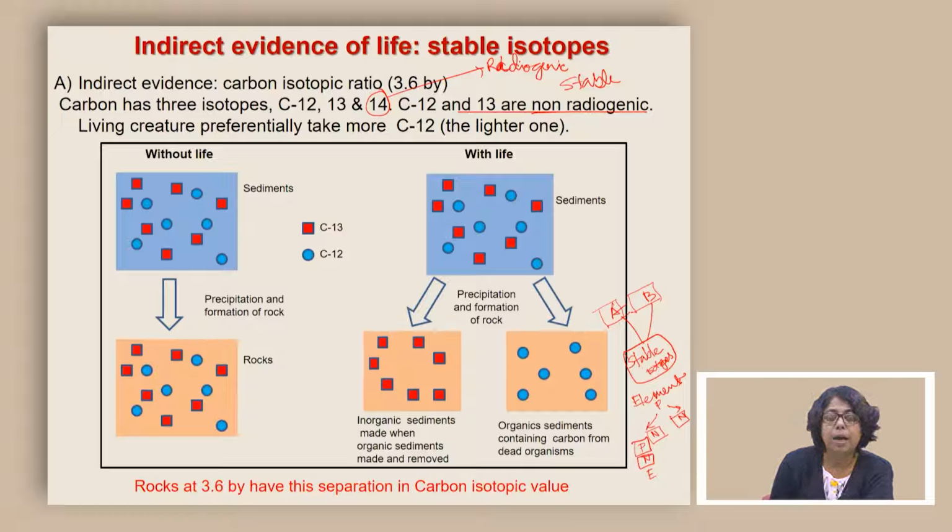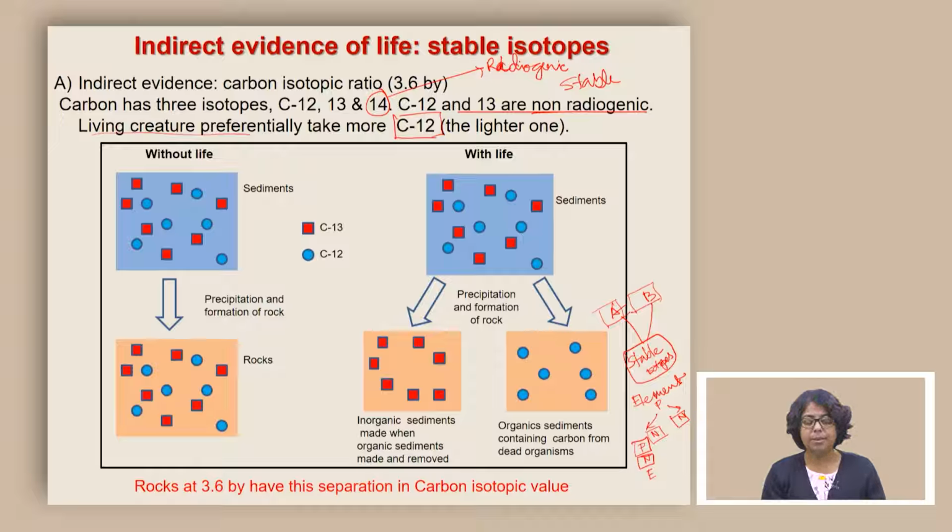So, now we look at the living creatures. The living creatures have different tendencies of taking different isotopes. The living creatures, especially if we think about the plants, have a preference for the C12. So, if we look at the plant material, we are going to see that the C12 is more compared to other materials which are outside.